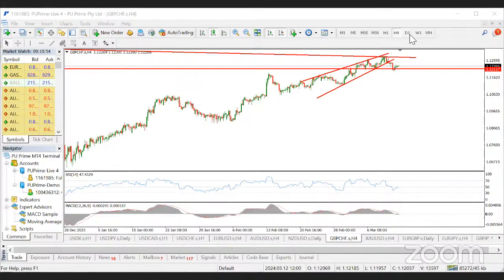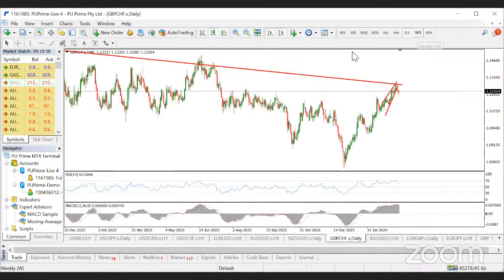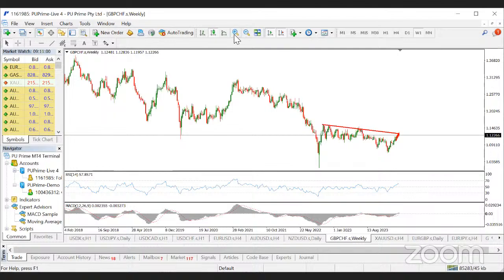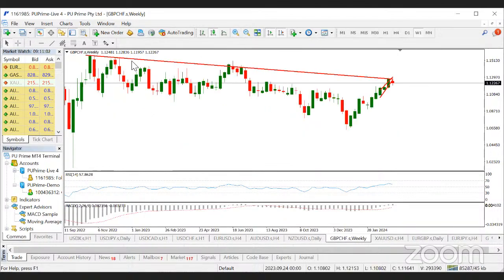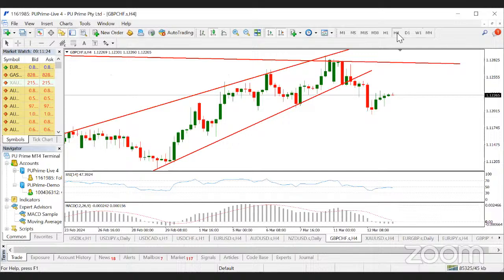If I go to the daily time frame or even the weekly, let me start with the weekly, you can clearly see that we have a downtrend. We have price hitting the trend line and bouncing off from the third attempt here. And currently we're at the 4th attempt where we should expect a bounce also. That's on the weekly time frame.